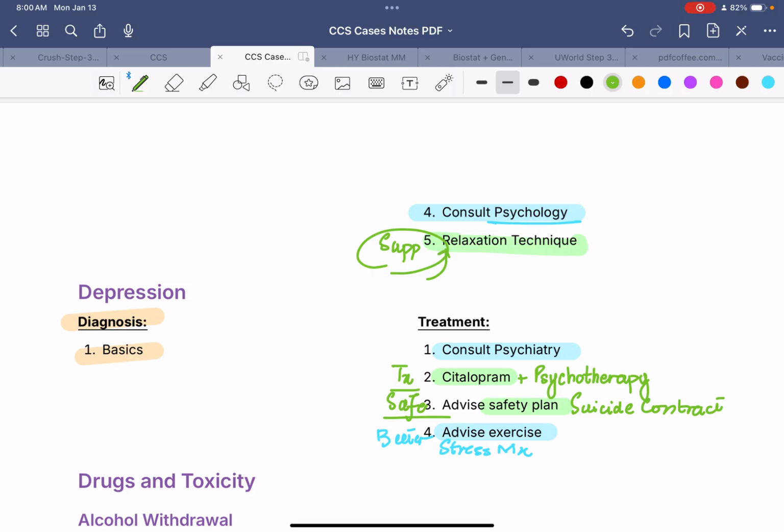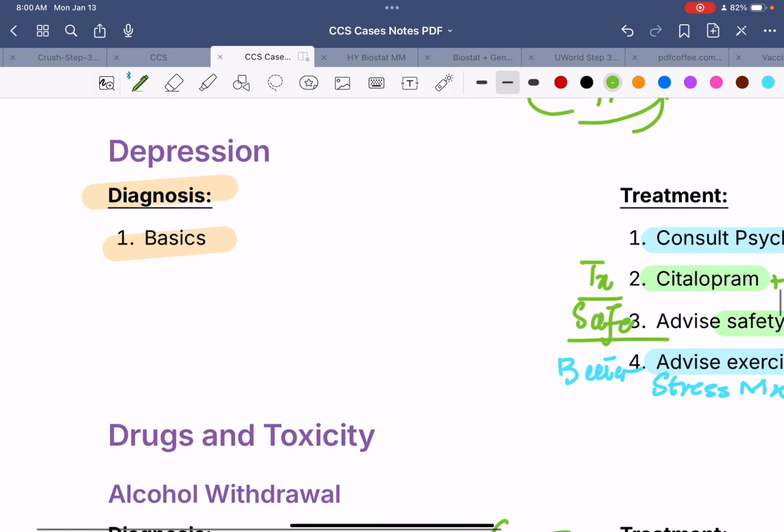Next off, we have depression. For depression, we are going to do all the basic stuff. Of course, again, just like panic attack diagnosis, depression is also a diagnosis of exclusion.